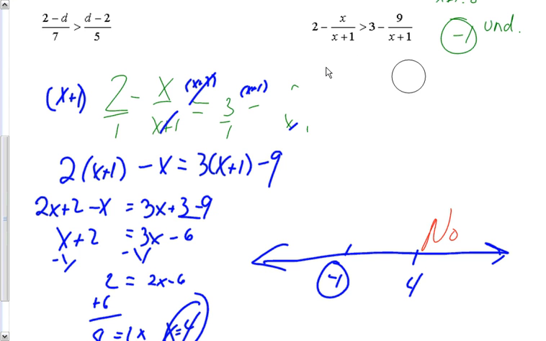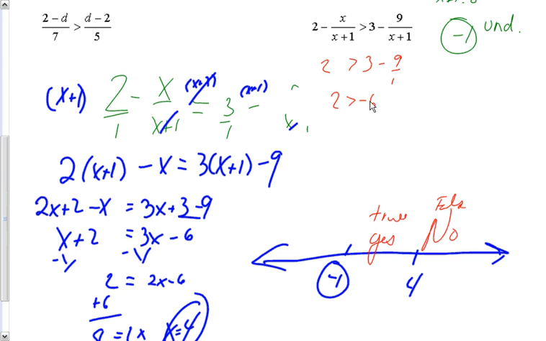Let's try my favorite number in between -1 and 4, 0. That's 2 minus 0 over 0 plus 1, which is 2. Is that greater than 3 minus 9 over 1, which is -6? Is 2 greater than -6? That's a true statement, yes. This is true. This one's false.